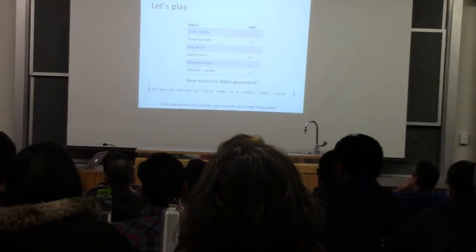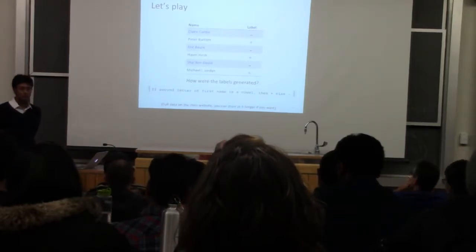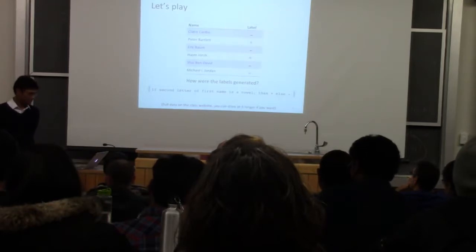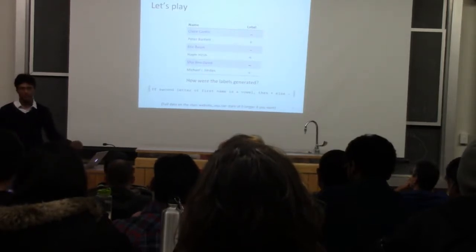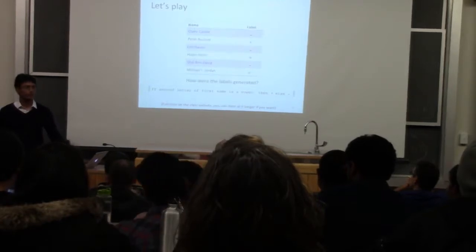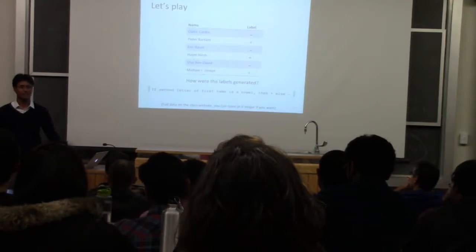To the best of my knowledge, this is the function that was used to generate the data. The second letter of the first name is the vowel, plus, otherwise it's a minus. I hope those of you who looked at the data agree with this. Okay. So there was a discussion on Canvas as well, I noticed. And someone wrote a program to check it, so very cool.